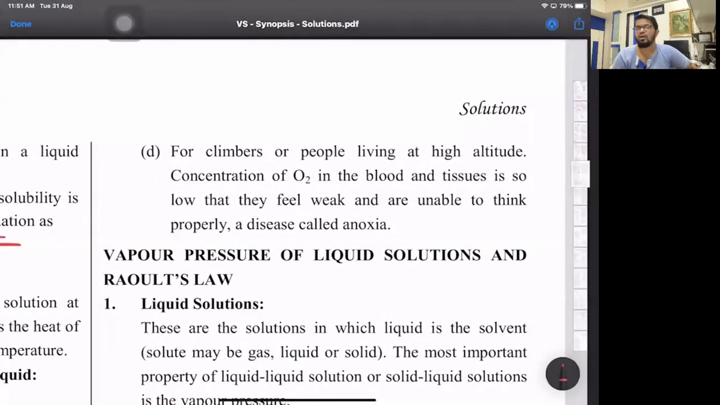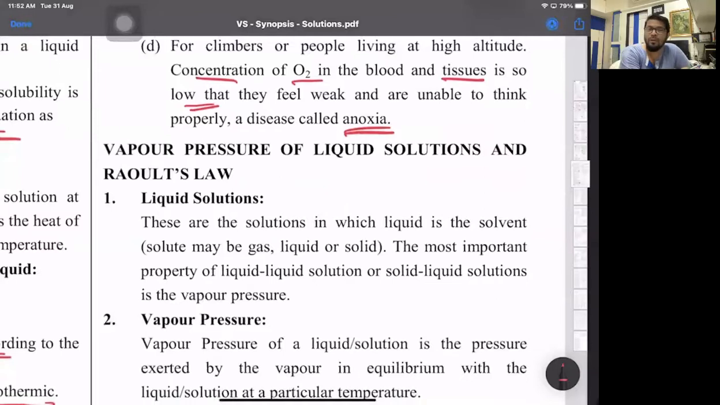And people living at high altitudes. At high altitudes, atmospheric pressure is low. So if atmospheric pressure is low, the concentration of oxygen in the blood and tissues is also low, which makes their thinking abilities low. And they suffer from a disease called anoxia. Anoxia is basically oxygen starvation. Less oxygen is consumed by the body, and that leads to the anoxia condition. Their immunity is not that great, it is a low immune body, and the thinking abilities are also low. That is one.